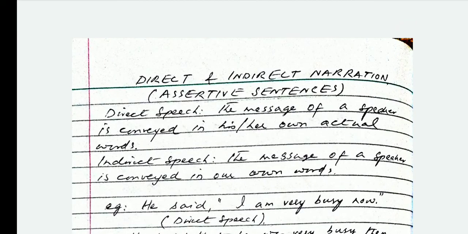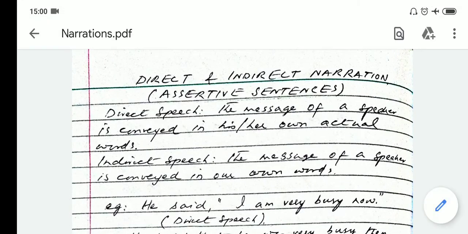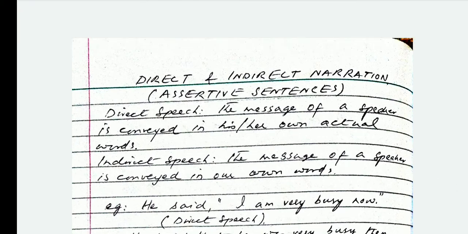Bismillahirrahmanirrahim. Today we are going to talk about direct and indirect narrations, and in direct and indirect narrations we are going to talk about assertive sentences. Assertive sentences are simple sentences, जो interrogative भी नहीं होते, जो imperative भी नहीं होते. They are called assertive sentences. जो exclamatory sentence भी नहीं होते, they are simple sentences. So assertive sentences are basically the simple sentences.